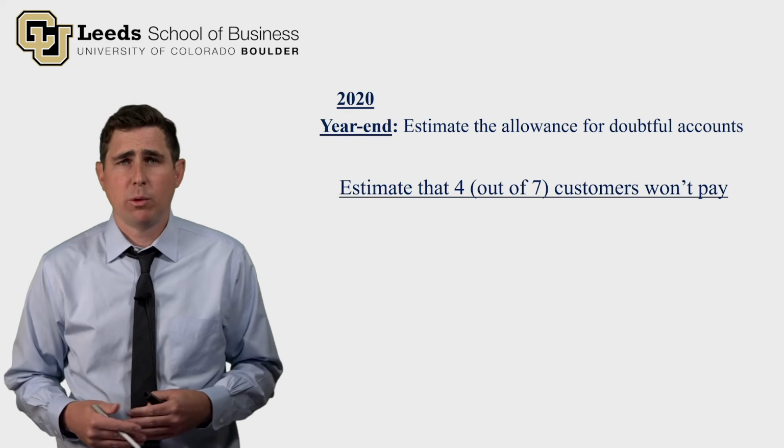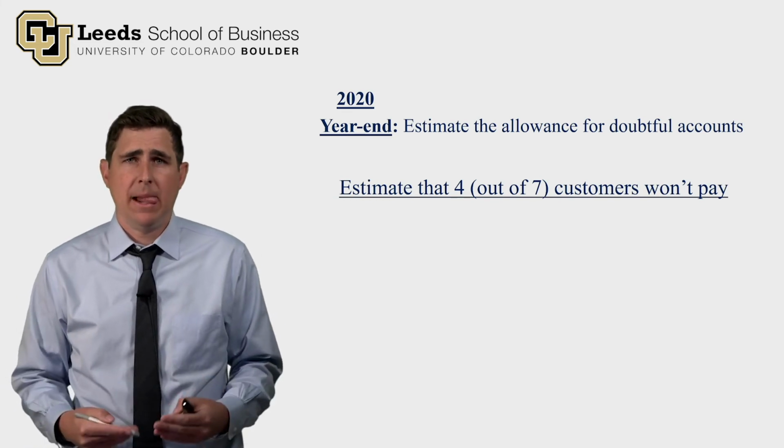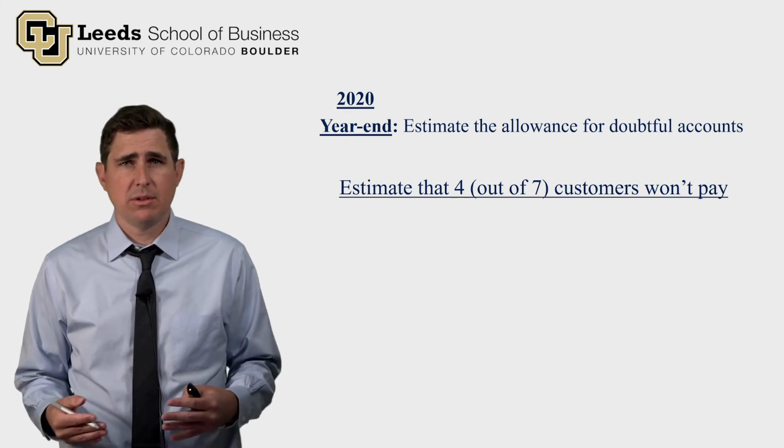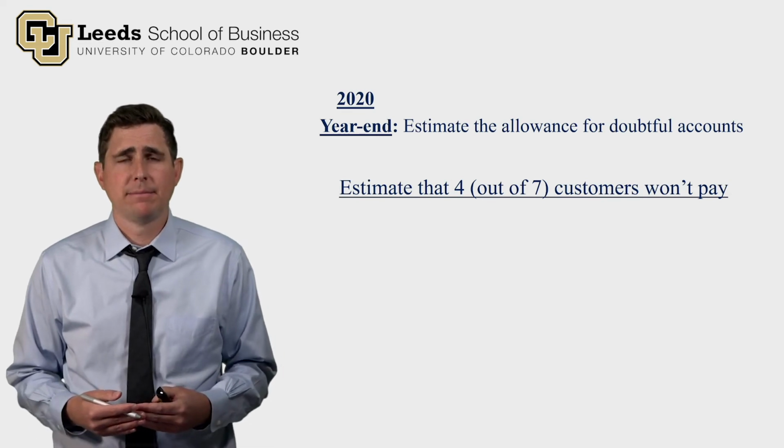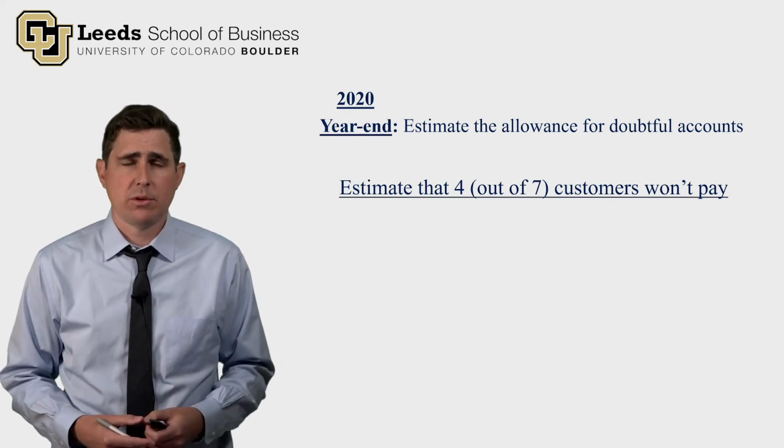Now we come to the end of 2020 estimation procedure. At the end of the year, we look at those 7 customers and we decide how many do we think aren't going to pay. This time we think 4 customers aren't going to pay.